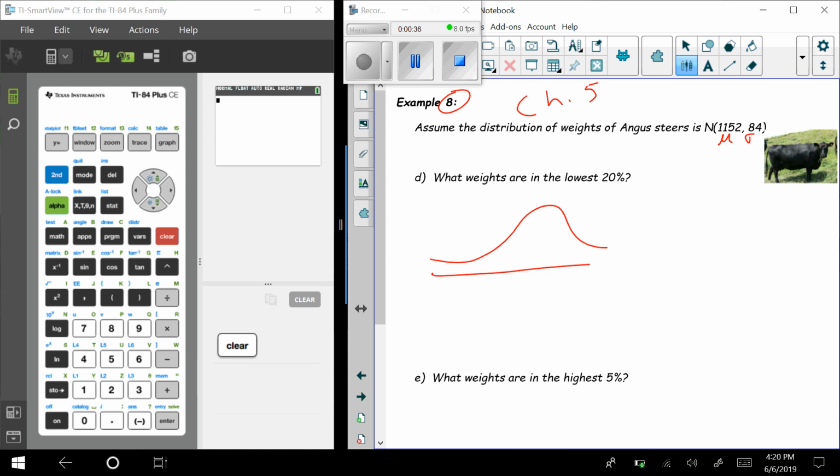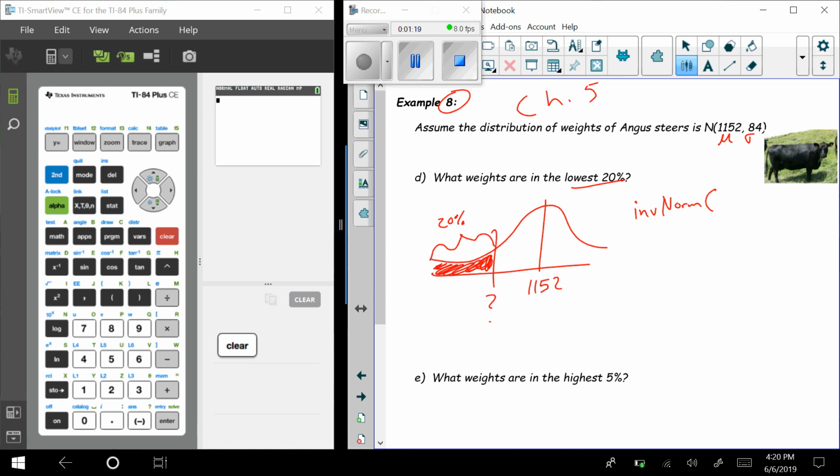Okay, so here I draw my curve, right? And 1152 is here, down the middle. Now, lowest 20%, that means I'm thinking about what weight right here makes this area down here 20%. Here, I'm working backwards. I have the percentage, which is against what we did in the first part of example 8. Because we're working backwards, it should cue you to say, oh, I'm doing the inverse norm.